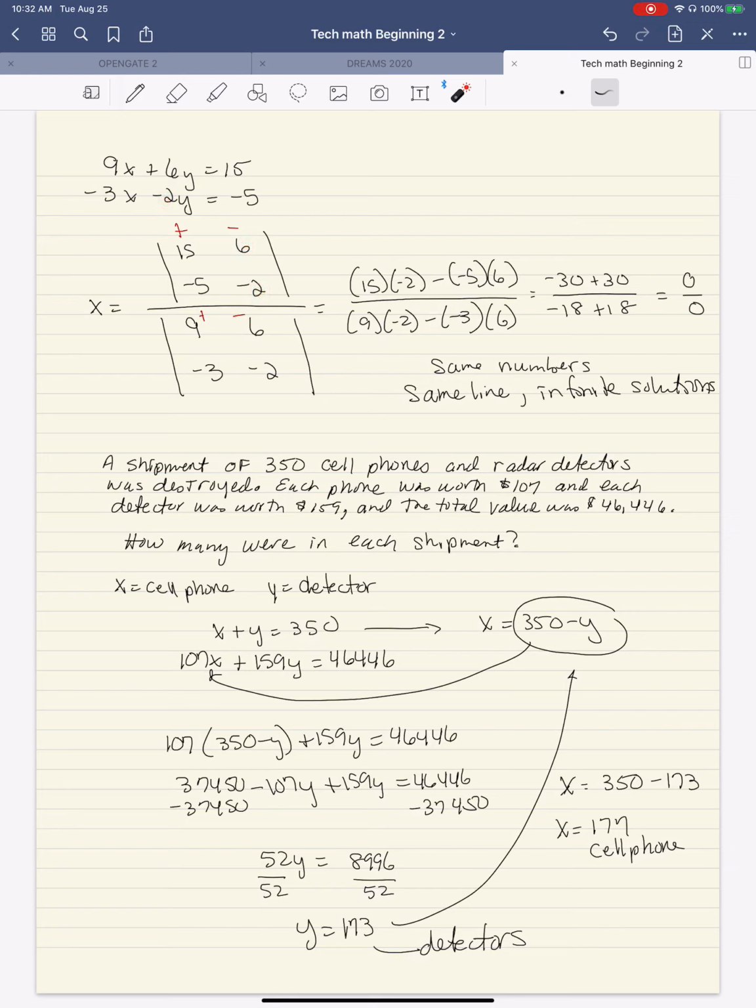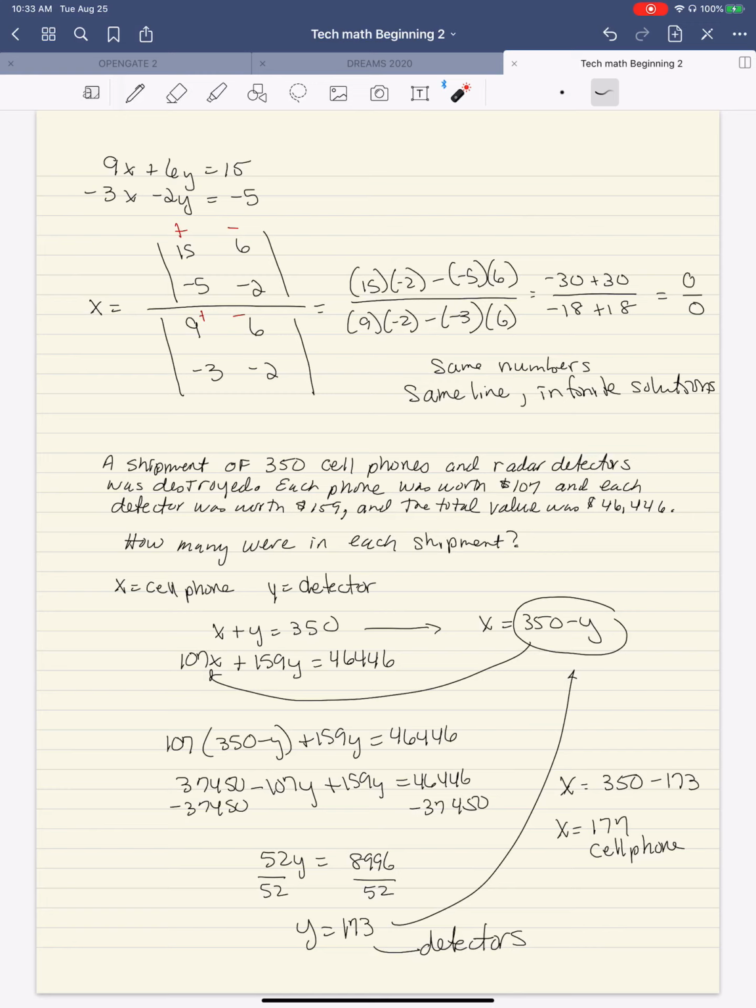So 6, minus 2. All right, the denominator is going to be 9 times minus 2, minus a minus 3 times positive 6. All right, numerator, 15 times a negative 2, minus 5 times 6. So 15 times a negative 2 is negative 30, minus 5 times 6, positive 30, that made a 0. Minus 18 plus 18, that made a 0. So for this one here, both the numerator and denominator are 0. They are basically the same number, so you get the same line, infinite solutions.